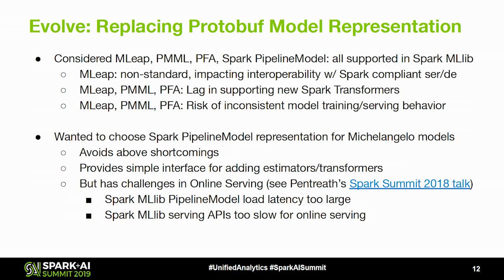We thought it also provided a simple interface for writing estimators and transformers for those of our customers that wanted to write their own. But it has several well-known shortcomings, which Pentreath did a good job of describing in his Spark Summit talk last year. Those shortcomings are that the pipeline model load is too slow for online serving, and the predictions interfaces that Spark Mllib provides are too slow for online serving. We care a lot about online serving. It's the most important part of Michelangelo, and so we really needed to tackle these challenges if it had a chance of being our standard representation.